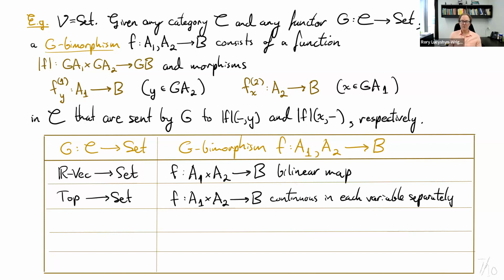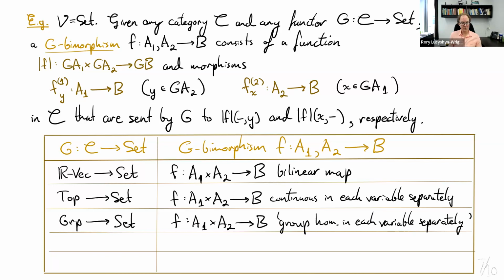So these notions arise from monoidal structures on RVEC and TOP, but here's an example that doesn't arise from a monoidal structure. We can look at simply the category of groups, not necessarily abelian, the category of groups with its forgetful functor to set. And the notion of G bimorphism in this example gives us the notion of a map that's a group homomorphism in each variable separately.